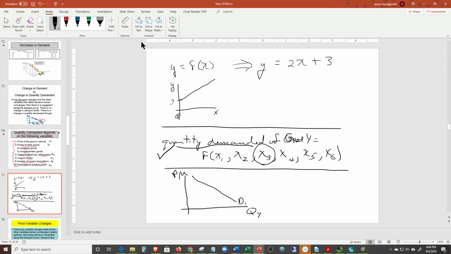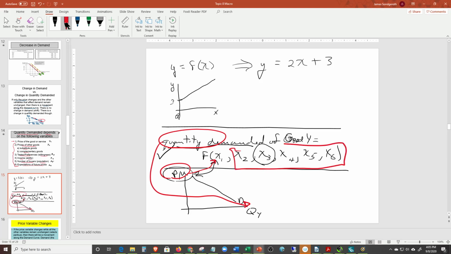So all of these other variables, in other words, the only variables shown, maybe if I go in red, are this variable and this variable, the price and the quantity demanded. So all of these other variables are not on the graph.